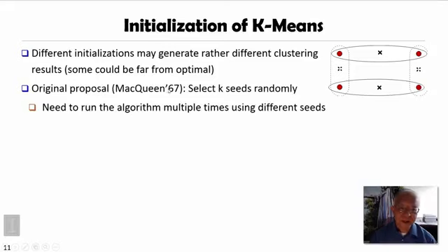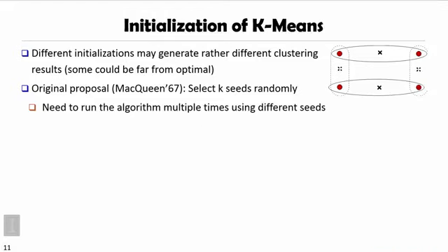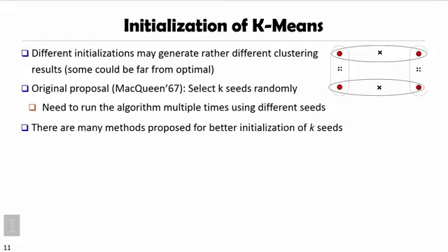Originally, MacQueen in 1967 said we should select the k seeds randomly. Then we need to run this algorithm multiple times using different seeds. In some software packages, they may even say run the algorithm like 200 times. Finally, find out which run gives you the best k-means clustering. Simply put, you want the SSE, the sum of squared errors, to be minimized.